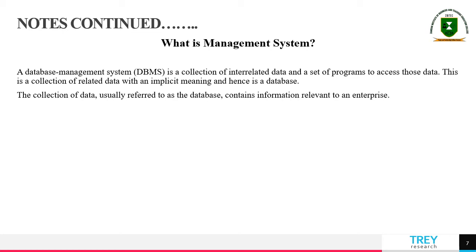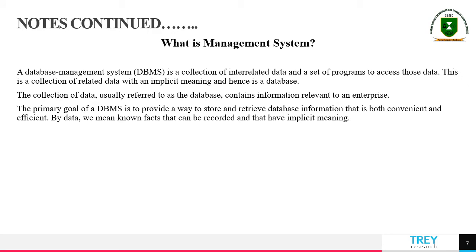DBMS is a collection of interrelated data and a set of programs to access those data. This is a collection of related data with an implicit meaning and hence is a database itself. The collection of data is usually referred to as a database. It contains information which is relevant to an enterprise or any institution. So the primary goal of the database management system is to provide a way to store and retrieve database information that is both convenient and efficient.